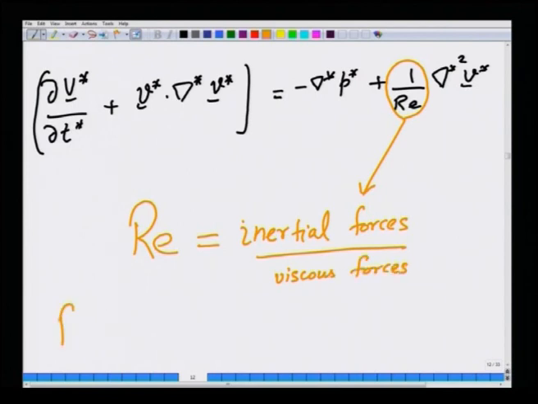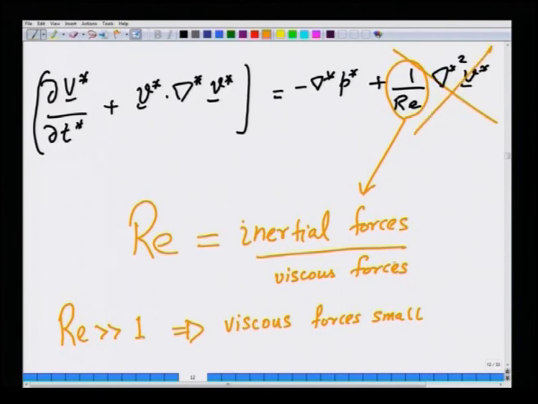And when the Reynolds number is very large compared to 1, this implies that viscous forces are small compared to other forces in the system. So, as a first approximation, we can think of neglecting the term multiplied by 1 over Reynolds number, because 1 over Reynolds number is very small, and assuming that this quantity, del star squared V star, is a reasonably well behaved quantity in the sense that it is a non-dimensional quantity. So, it should not be very large, then we can neglect this term.